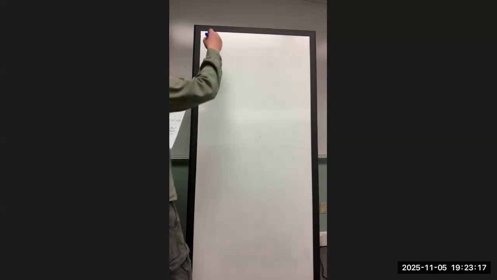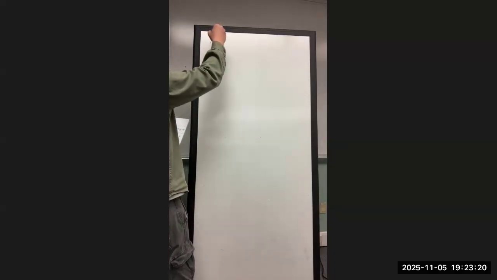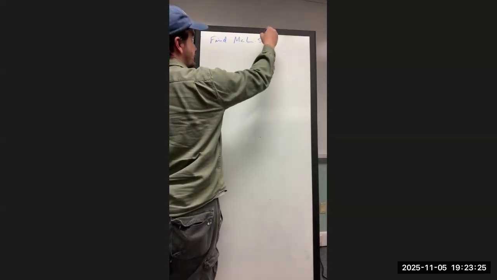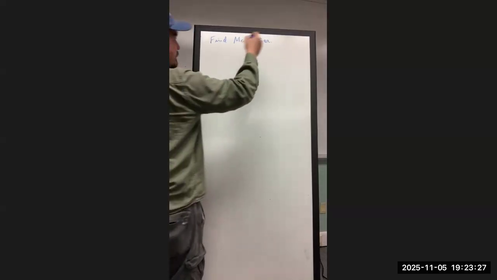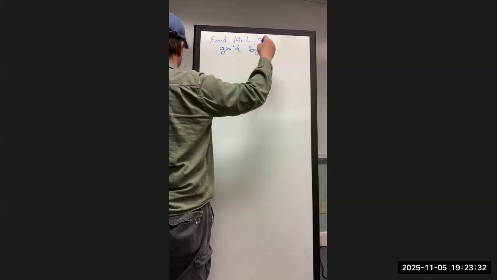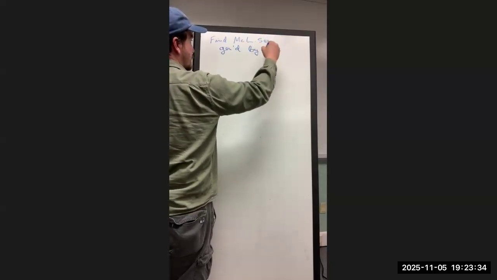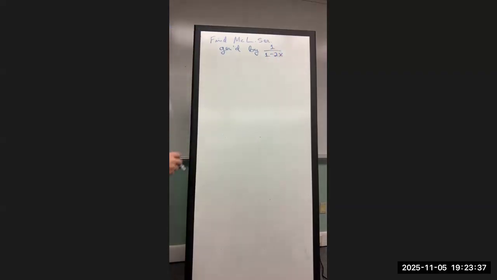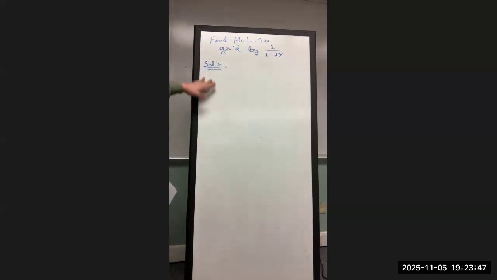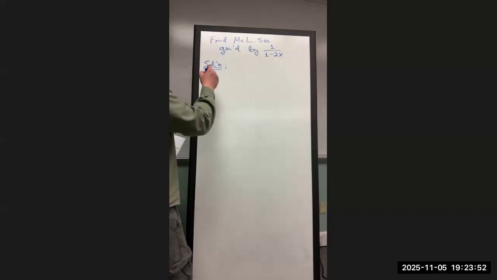Right, so now we want to find the Maclaurin series generated by the function 1 over 1 minus 2x. So how I'm going to do this is I'm just going to take a few derivatives first, and then we'll figure out what the coefficients are.